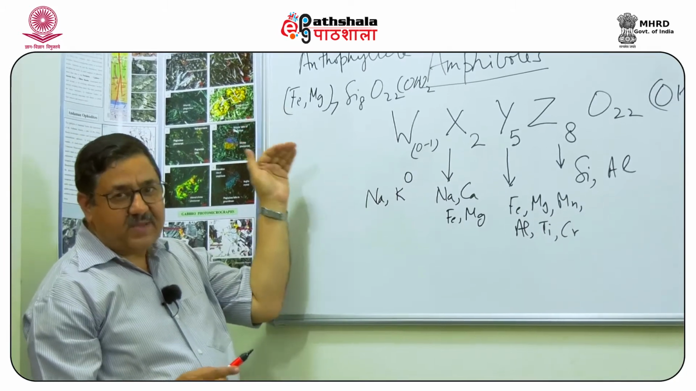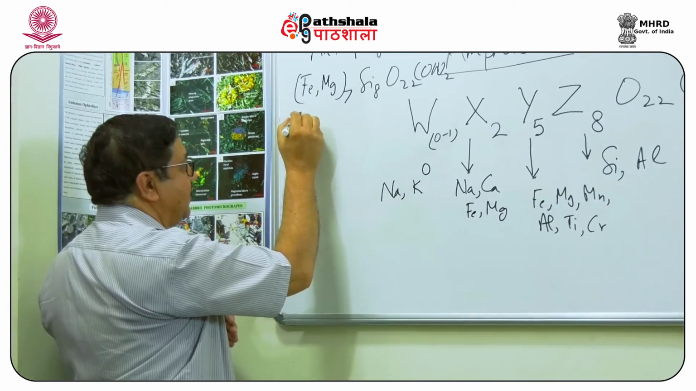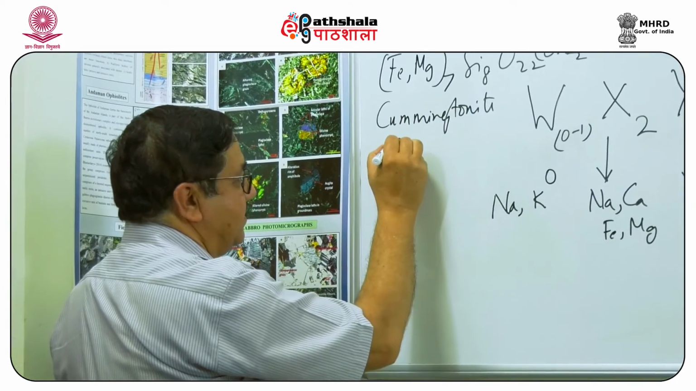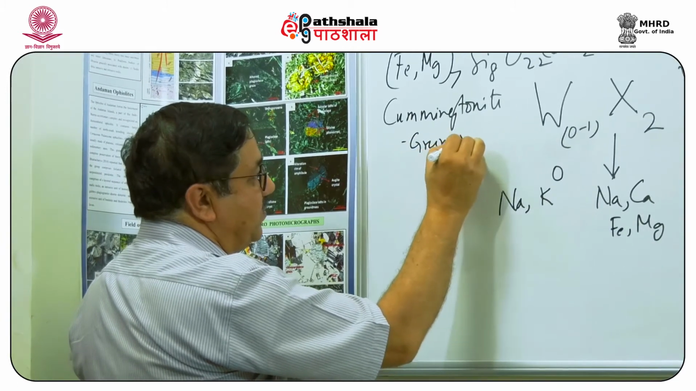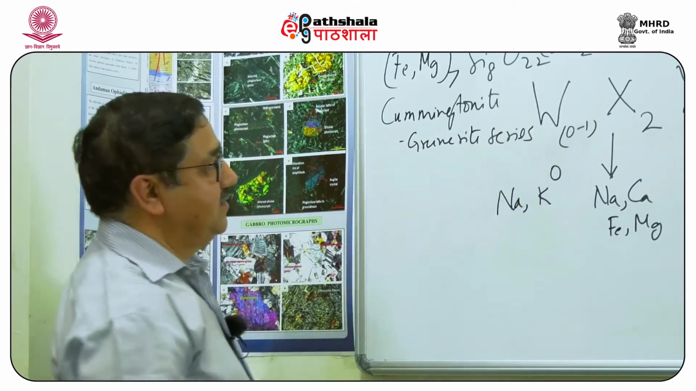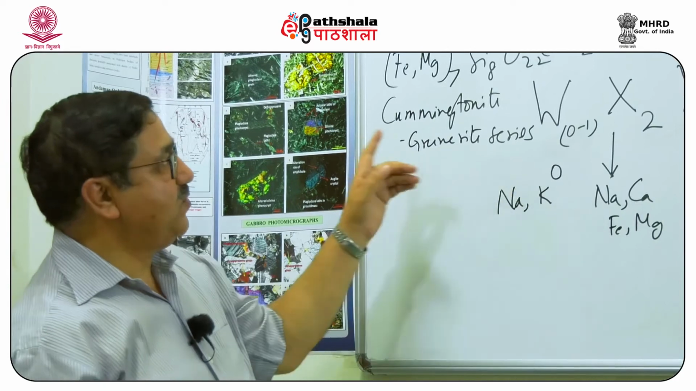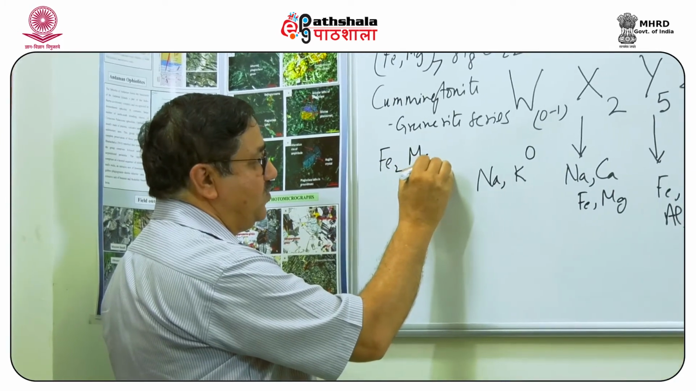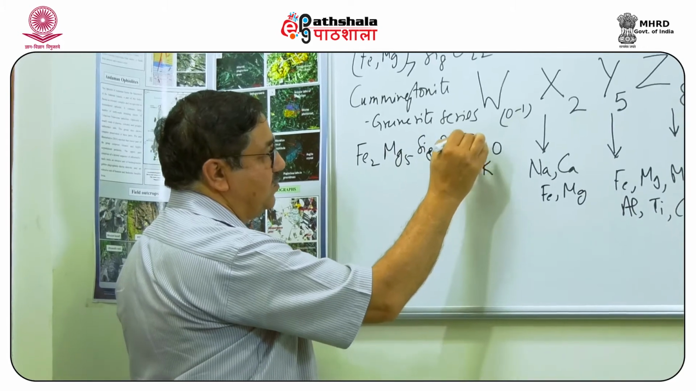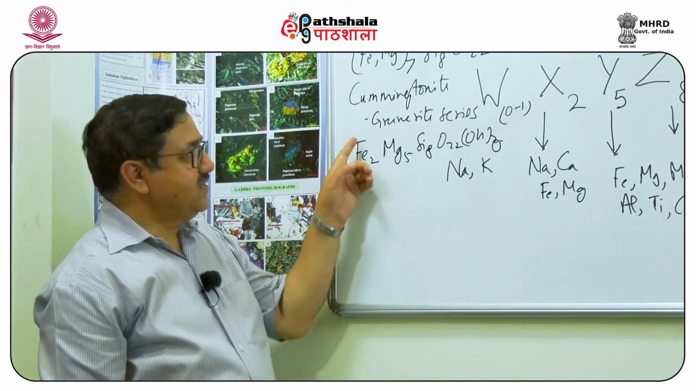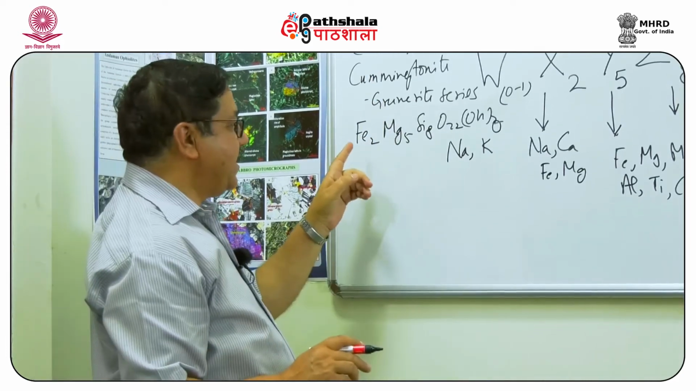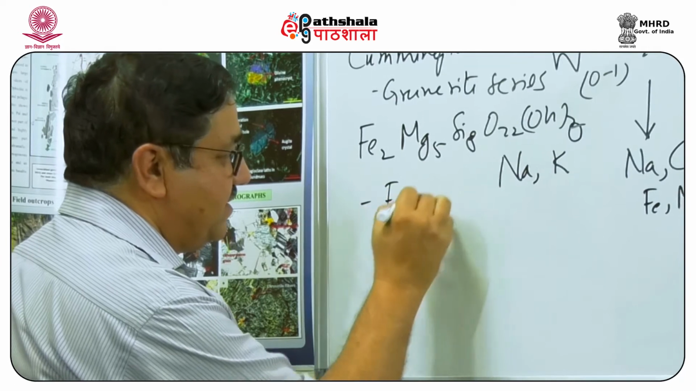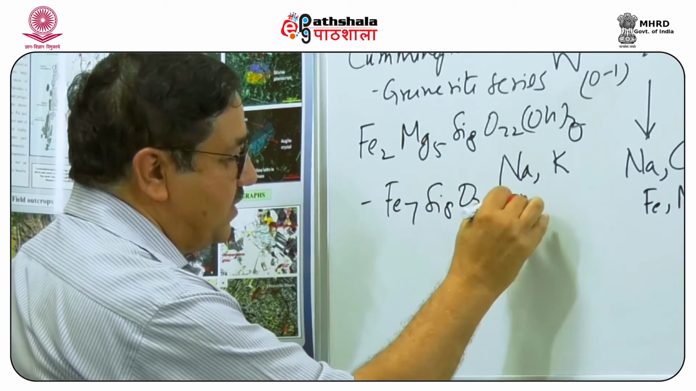The other common amphibole is the cummingtonite-grunerite series. And you see, we will derive the formula from this. The cummingtonite formula can be written as Fe2Mg5Si8O22(OH)2. And grunerite is the iron end member of this, where this entire thing is iron. It becomes Fe7Si8O22(OH)2.